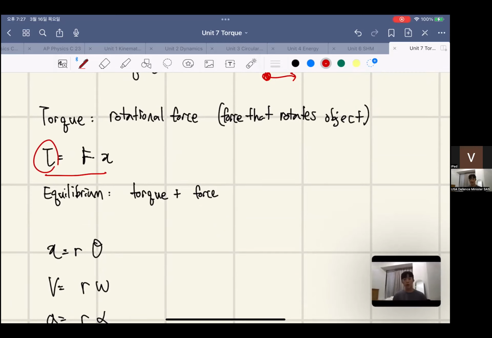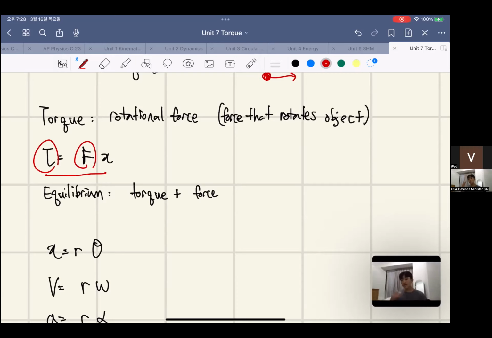Now, why is tau, or torque, equal to F times x? Well, if we think about this, F is the force. Obviously, rotational force, or force that rotates the object, would be dependent on the force itself. If we're pushing this object with higher force, of course this object would rotate faster. If we're pushing this object with less force, then of course the rotational force, which is the force that rotates the object, would also be less. That is why for tau, in order to calculate the torque, you would have to take account of force.